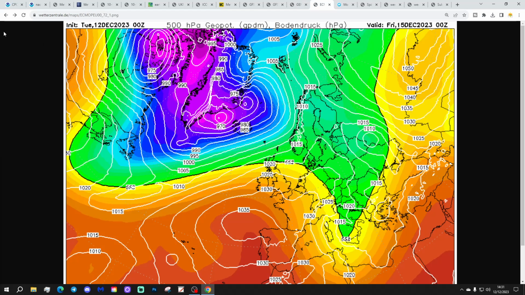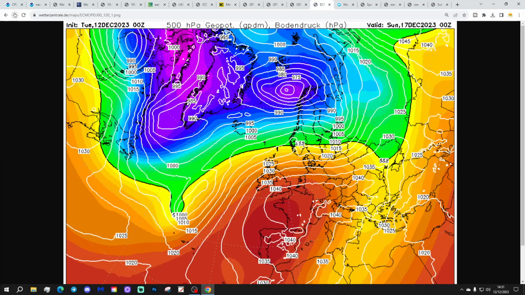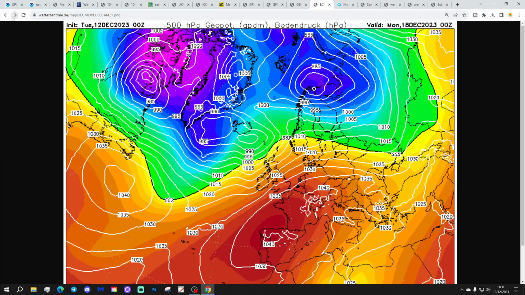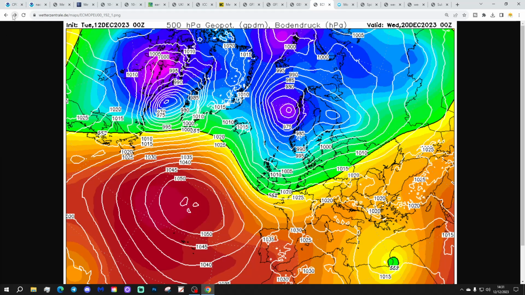And then we've got the ECM, which looks like this. High pressure again builds up from the south, brings lots of dry and very mild weather with it into the weekend. Then early next week we start turning things slightly cooler with winds coming more from a westerly direction, but will still be mild as the air is coming from the Atlantic.